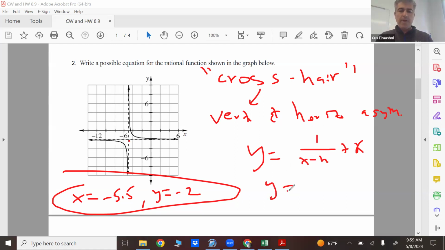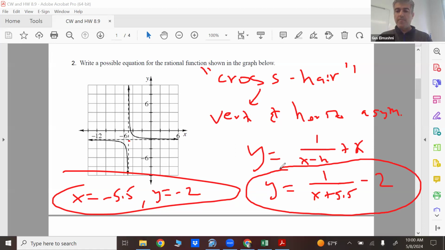And so if you think about it, x cannot be -5.5. So it's going to be x plus 5.5. And y cannot be -2. So I put a -2 here. Those represent the h and k values, the center of that crosshair. Because by putting -5.5, I have a problem: now I'm dividing by 0. And y cannot be -2, so this fraction cannot be 0. It gets something small, so -2 goes right there.